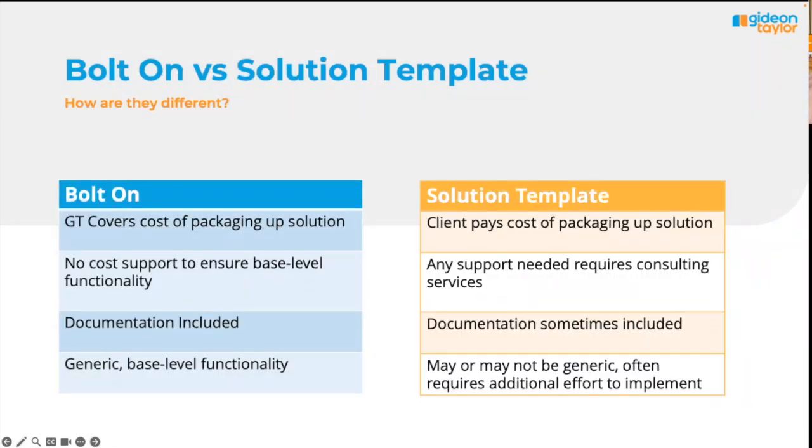So quick breakdown, the difference between a bolt-on versus a solution template. In a bolt-on, GT covers the cost of packaging up that solution. So all you have to do is make a request and then we will provide that to you. With a solution template, slightly different. Any costs of packaging up the solution would be paid for by the client.